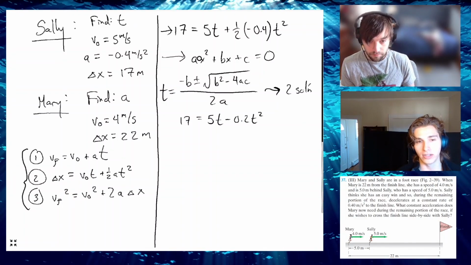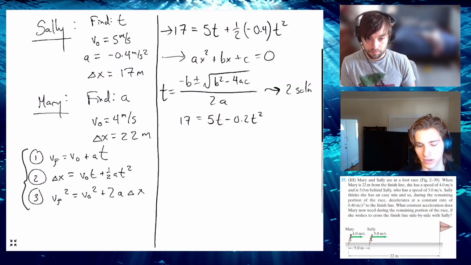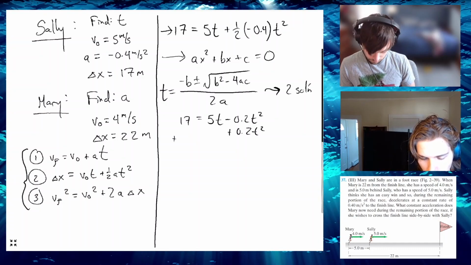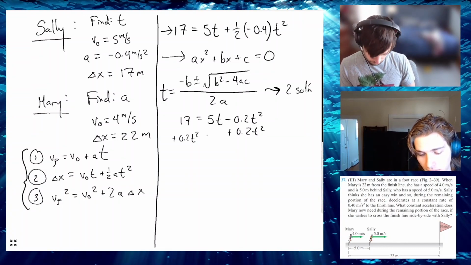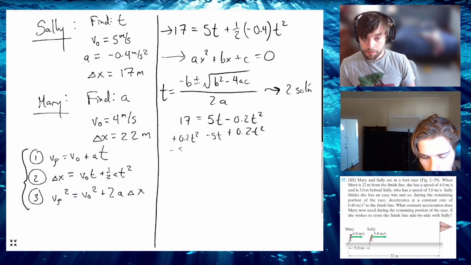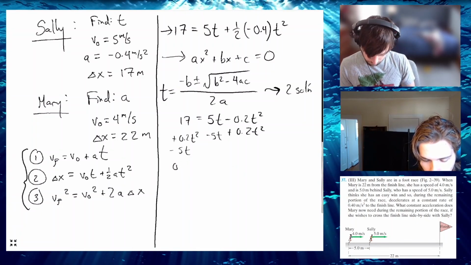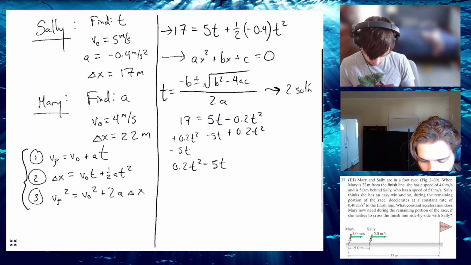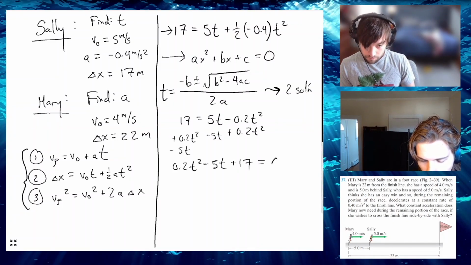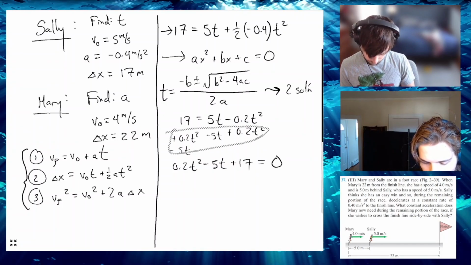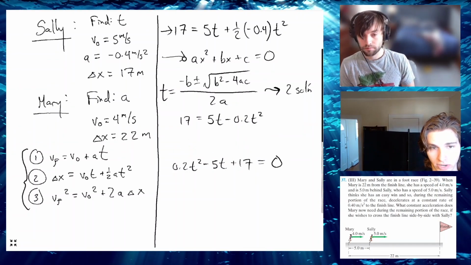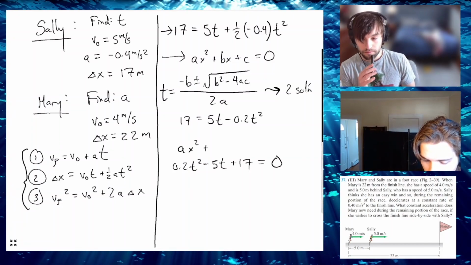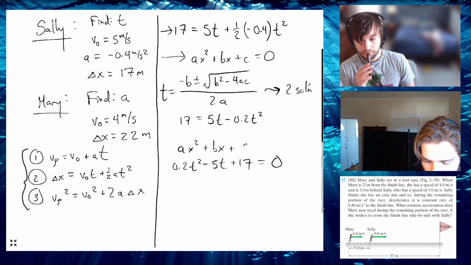Now I'm going to rearrange this so it's just like our first equation. I'm going to add 0.2 t squared to both sides, and I'm going to subtract 5t from both sides. I end up with this: 0.2 t squared minus 5t plus 17 equals 0. Now notice this follows our quadratic form, ax squared plus bx plus c.